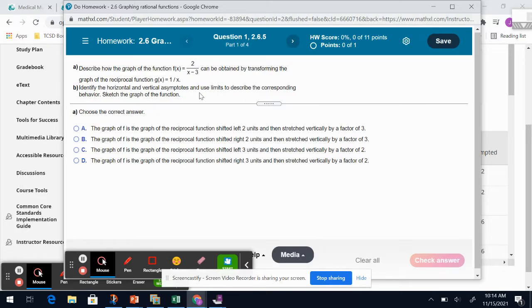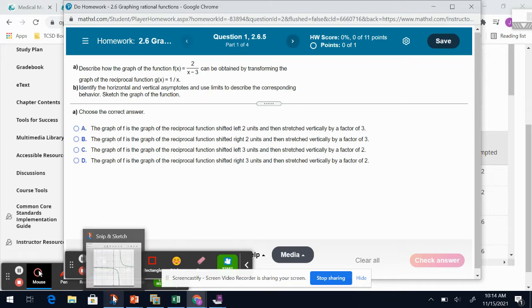The first couple were like this. Describe how the graph of the function f of x equals 2 over x minus 3 can be obtained by transforming the graph of the reciprocal function g of x equals 1 over x. Identify horizontal and vertical asymptotes and use limits to describe this corresponding behavior. Sketch the graph of the function. Okay, so here's the problem that we have. We're going to graph this. But first of all, you should be able to tell me right now what the asymptotes are.